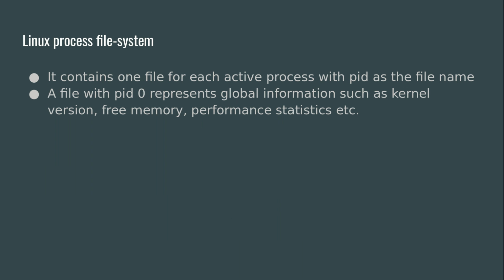And there is another file system, that is the Linux process file system. It contains one file for each active process with the PID of that process as the file name. A file with PID 0 represents global info like the kernel version, free memory, performance statistics, etc.